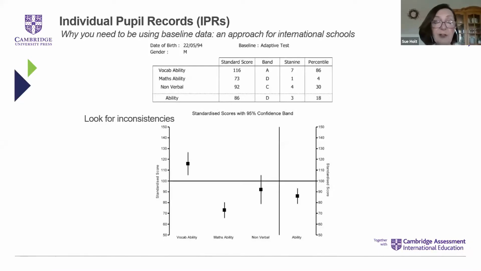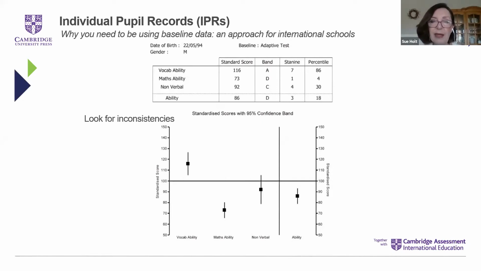And if you have a look there at the vocabulary score for this child, you can see that that's 116, which puts them into band A. If you remember, band A is the top 25% of the ability range. I'm going to ignore the stanine lines for now. Look at the percentile rank at the end of that table. The percentile rank is 86. That means only 14% of students who took the test did better than this particular student.